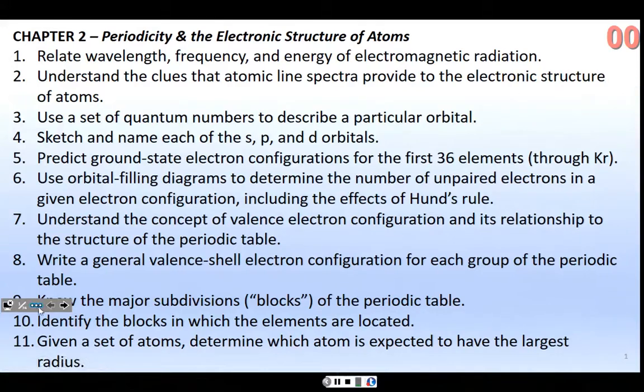All right, now a little bit more to finish up Chapter 2. The last part of our learning objective suggests that we need to be paying attention to how, given a set of atoms, one can determine which atom is going to have the largest radius. This follows from other things we have learned about the structure of atoms. So let's see how that works.